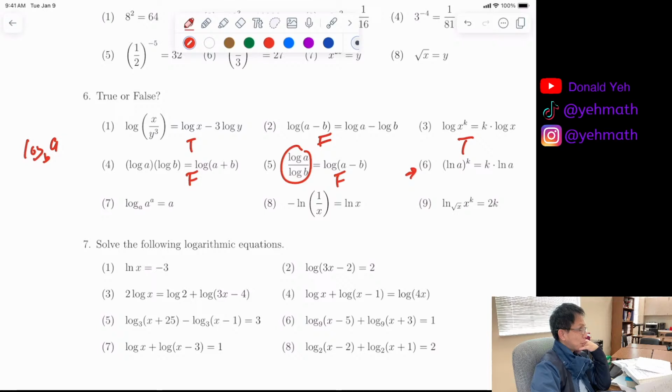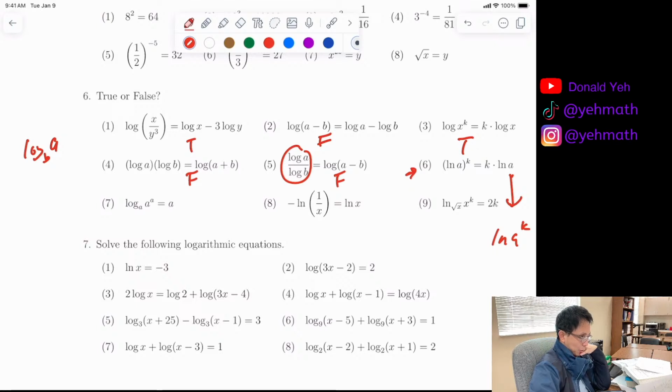It's 50-50. You've got to know the reason why it's false, why it's true. It's in parentheses and the exponent is put outside. It would only be true if this is natural log of a to the k, not natural log of a in parentheses to the k. It really matters how the argument is written. It's really important.